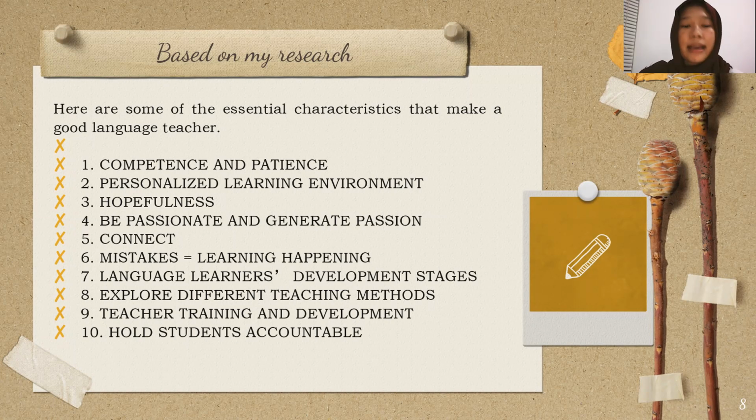Five, connect. And six, mistakes, and mistakes are learning happening. Seven, language learners' development stage. Eight, explore different teaching methods. And nine, teacher training and development. And last but not least, hold students accountable.